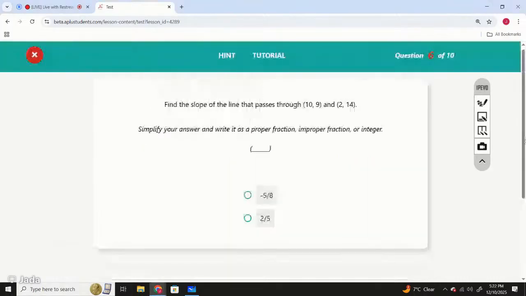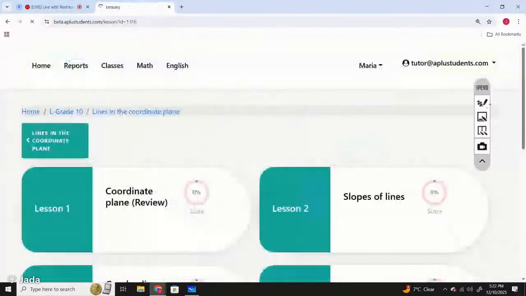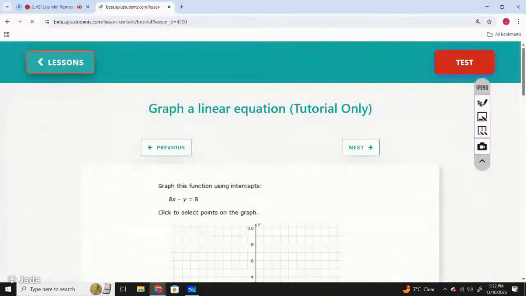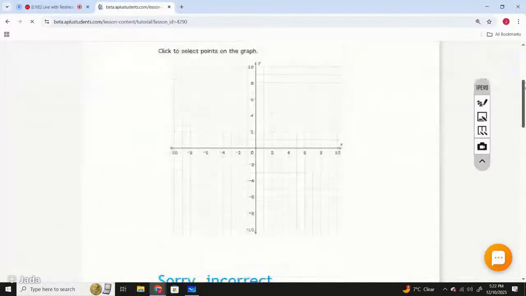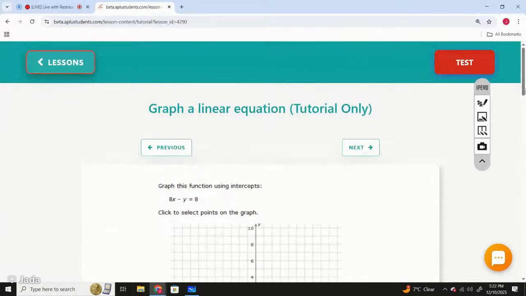Okay, you can complete the lesson by yourself later today. Let me just move on to the next lesson. The next lesson is graph a linear equation. 8x minus y is equal to 8. We need to graph, so we need to find the intercepts and then plot the line. 8x minus y equals 8.